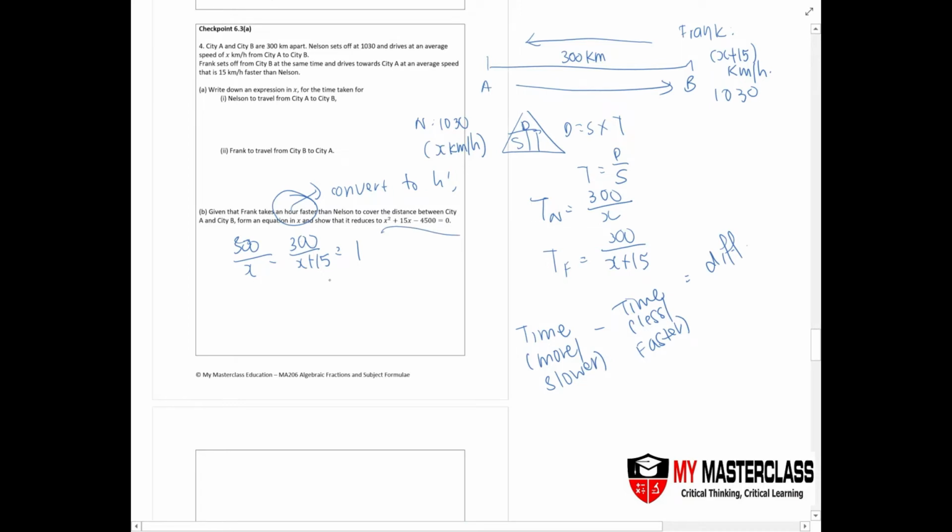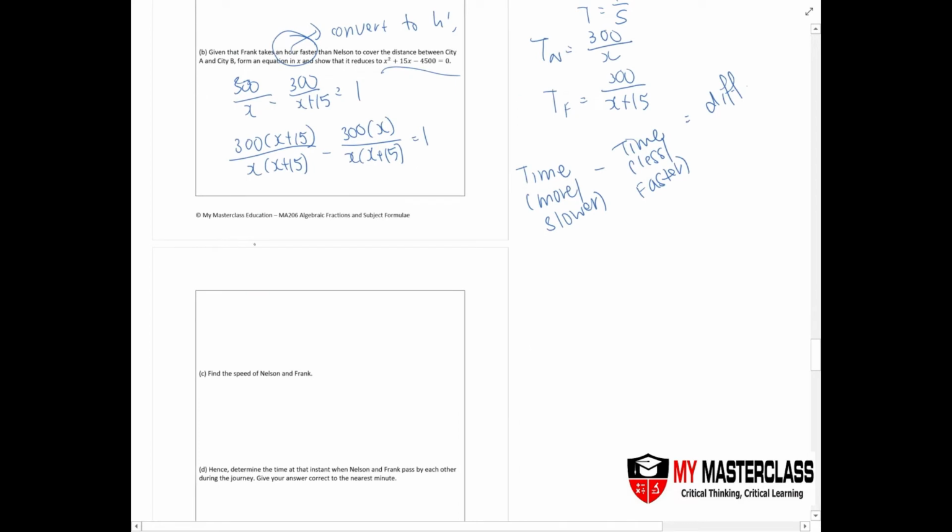So what I'll do is, I will make them the same denominator. Okay, x plus 15, you have x plus 15 over here, minus away 300 over x, again x plus 15, equals to 1. Then what I'll do is I'll actually combine them together. So 300 multiplied by 15 will give you 4500 minus away 300x over x plus 15 equals to 1. Cross multiply, okay, you will have 4500 equals to x squared plus 15x.